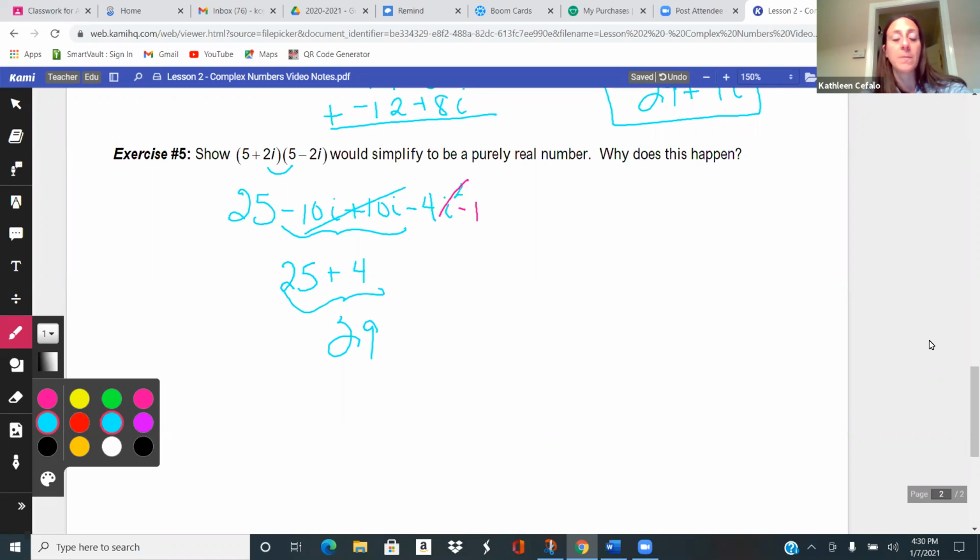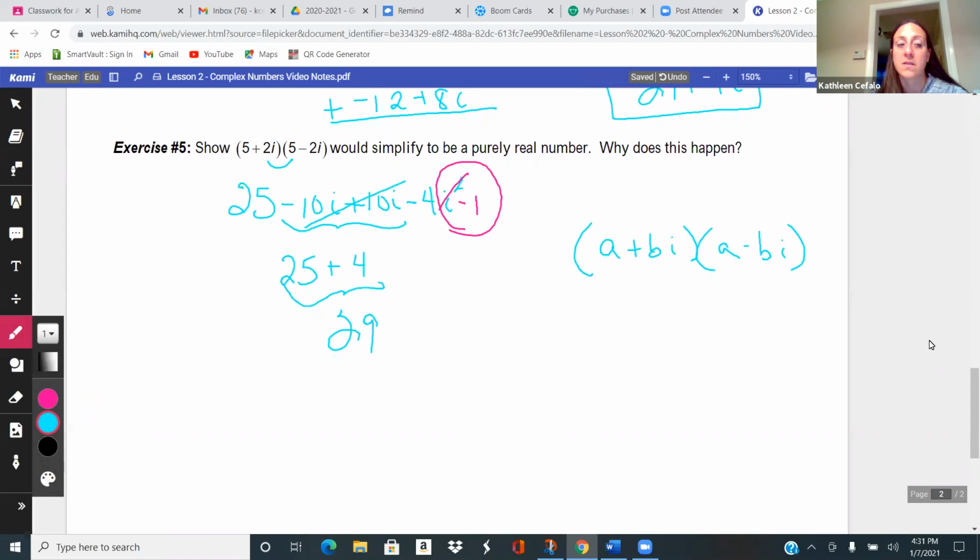And it says, why does this happen? Well, these are complex conjugates, and we have talked about these before, where you have the same term, but one is adding and one is subtracting. Okay, so with these complex conjugates, anytime you have something like that, that middle term, which would be the i part of the term, drops out. And so everything else is going to be a purely real number, because you would get this i squared in the end over here. And with that i squared, that's always going to reduce down to negative 1, which is going to get us a real number.